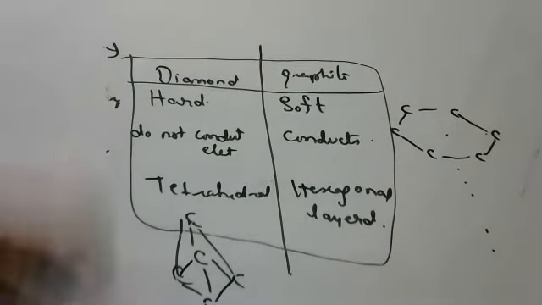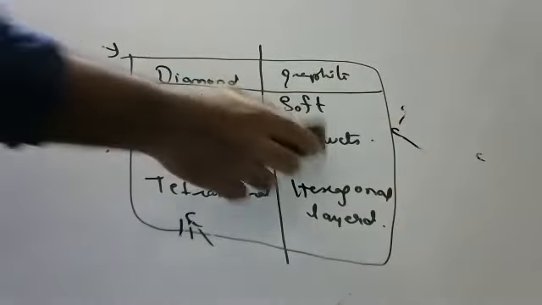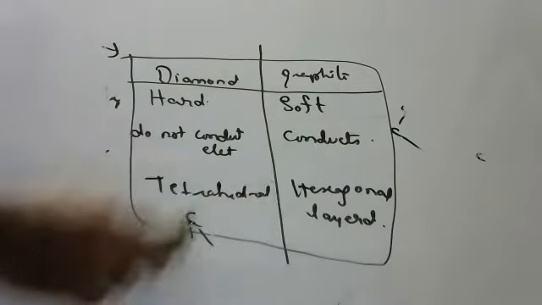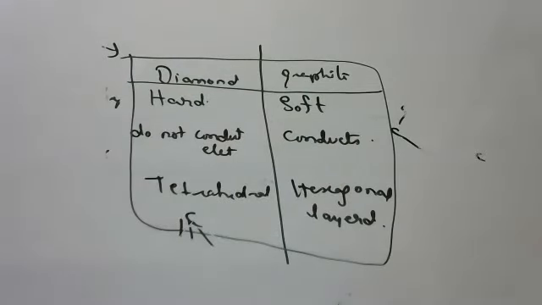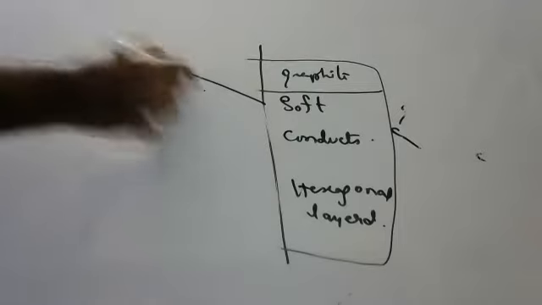3 marks question: what are the differences between diamond and graphite? You should write: hard, soft, do not conduct, conductor, tetrahedral, hexagonal, and shape. Draw figure. Try to draw figure. Now, an important question is why graphite is soft? 1 mark question. Why graphite is soft?